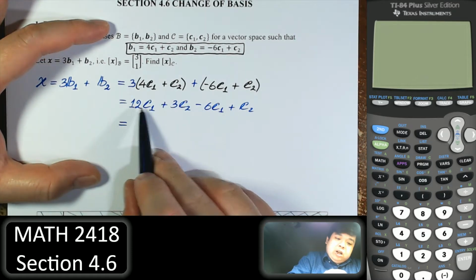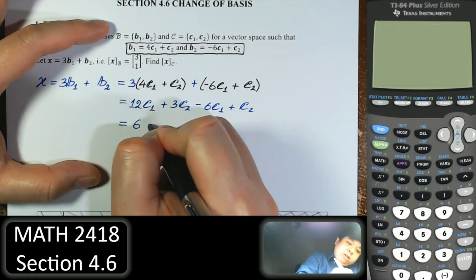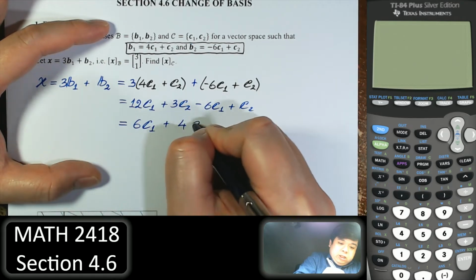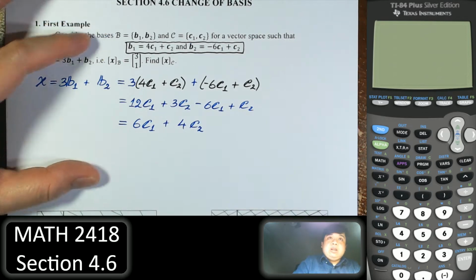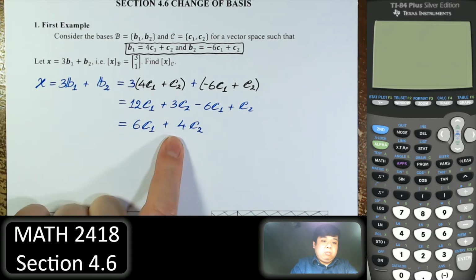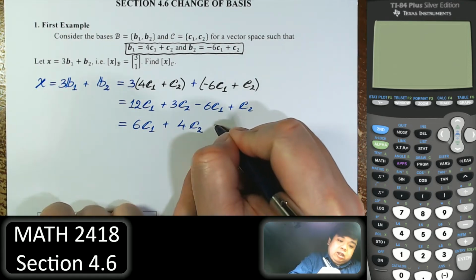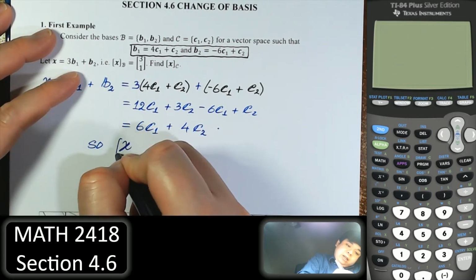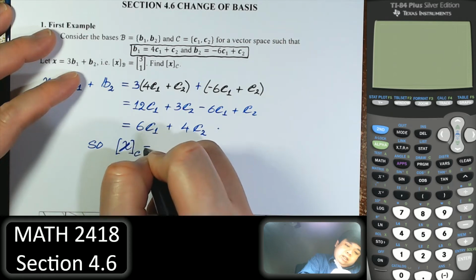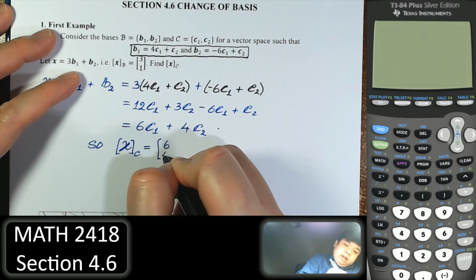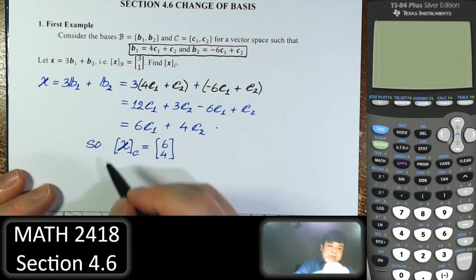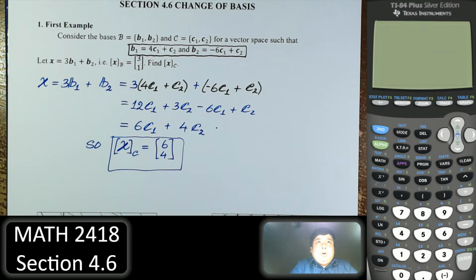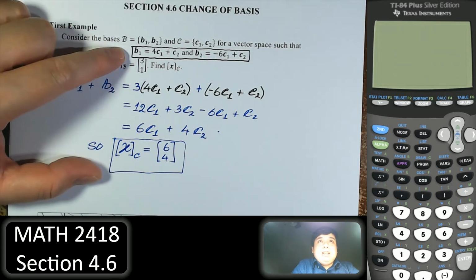So we have 12 minus 6 is going to be 6C1 plus 4C2. Now since x is given by 6C1 plus 4C2, we can say x in C coordinates is equal to 6 and 4. Simple enough, because in this problem we are given this condition.